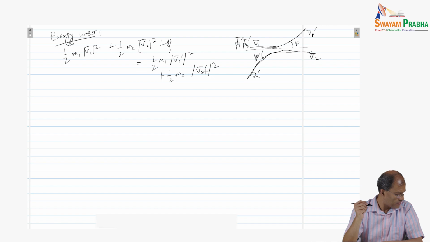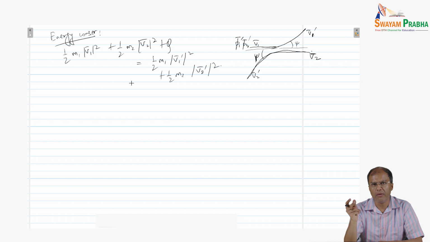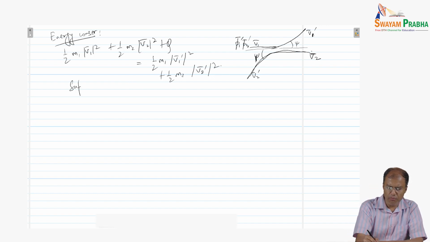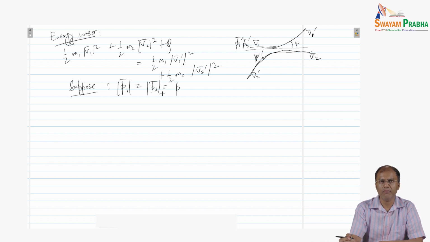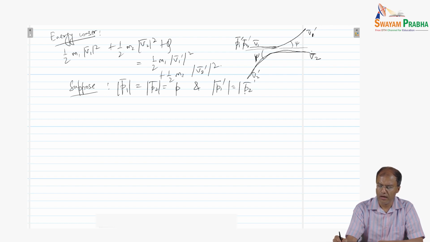So we already saw that P1 is minus P2 and P1 prime is minus P2 prime. This is my momentum conservation. So we can assume that the magnitude of P1 and the magnitude of P2 both are the same, equal to P. It is only the directions which are opposite. So the magnitudes are the same, and similarly we have the same thing for P2 as well. We see that this is equal to P, right?